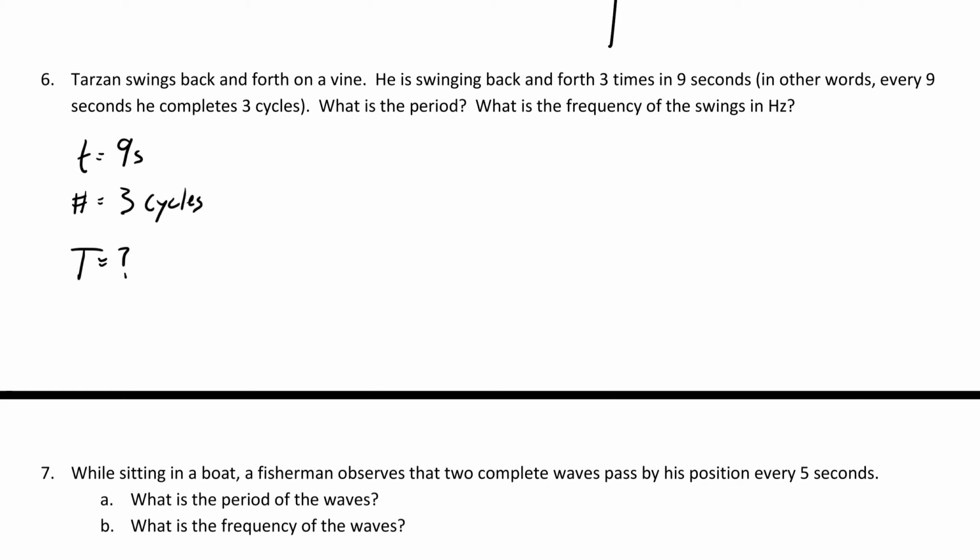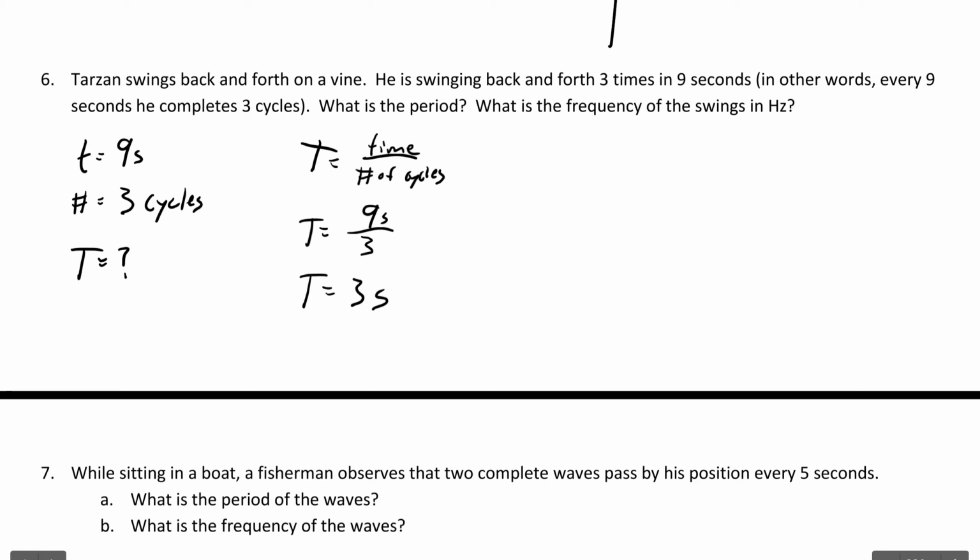Okay, so you could write the period formula. And then you realize they don't tell you the frequency. So you have to do the period formula that you hopefully wrote down. And then you could plug in T is equal to 9 seconds divided by 3 cycles. So it takes 3 seconds for one swing. So 1, 2, 3, there and back.